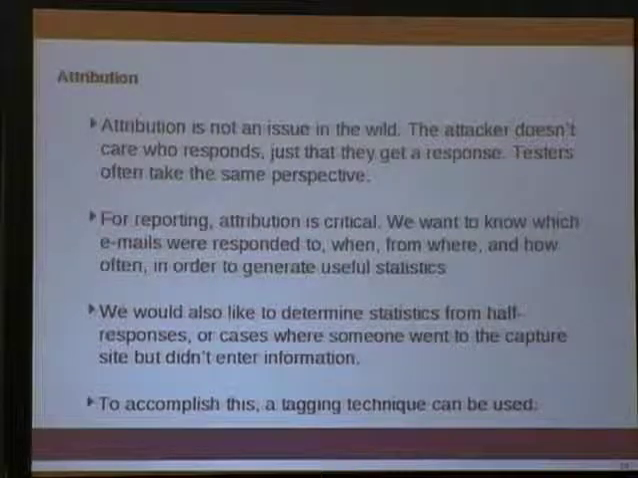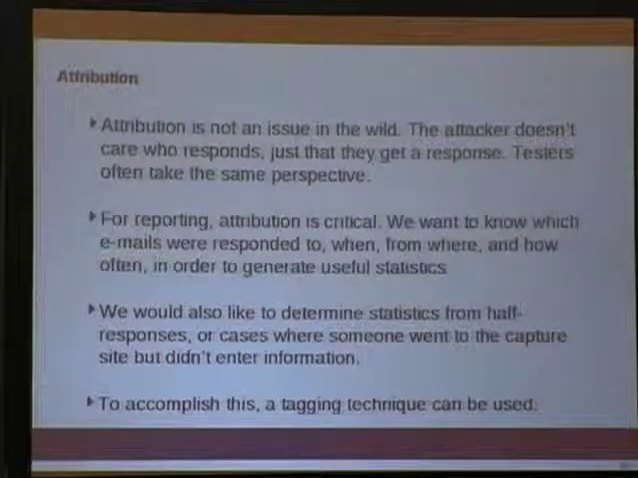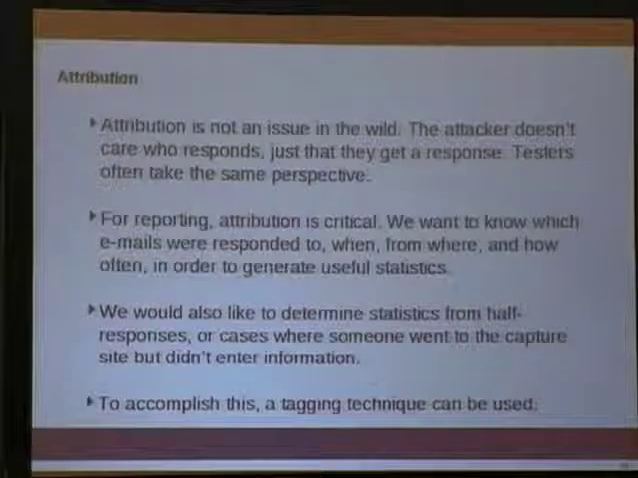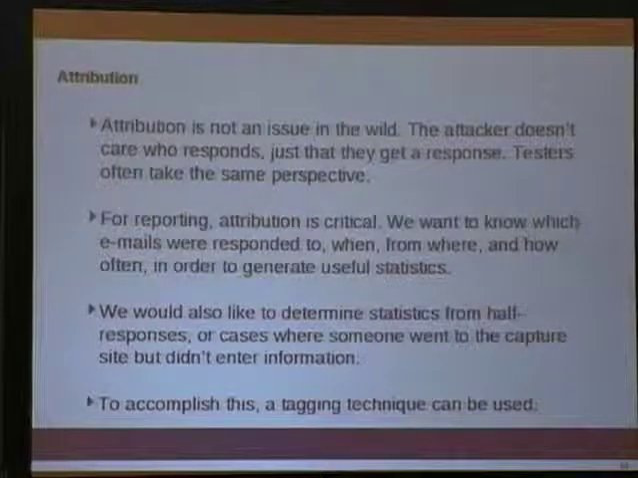Clients find that somewhat less useful because they can't fix everyone, and there's always going to be someone who responds. For reporting purposes, if you're actually building up something for a client, attribution is critical. We want to know which emails got responded to. We want to know when they got responded to, from where, how often they responded. And we can use this information to generate some very useful statistics for them.